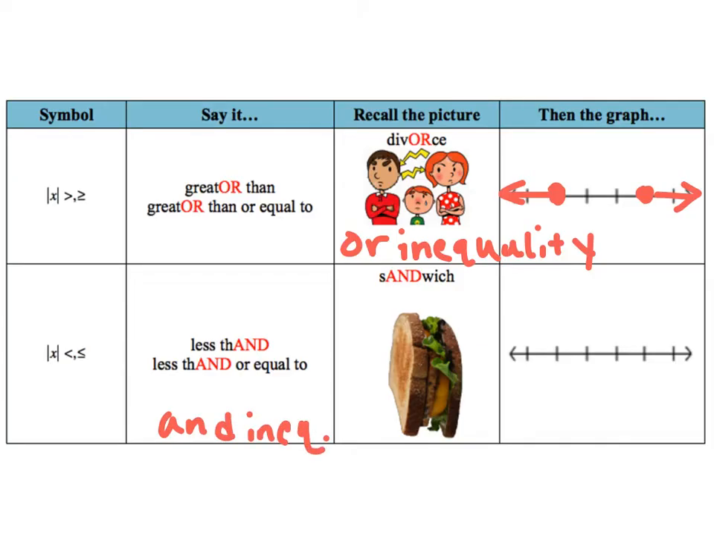A way to help us remember that is to think of a sandwich. We would consider two different points and we shade in between. So if it's greater than, it's a divorce, so it goes in opposite ways. And if it's less than, it's going to be a sandwich, so we're putting the variable and everything in the middle.